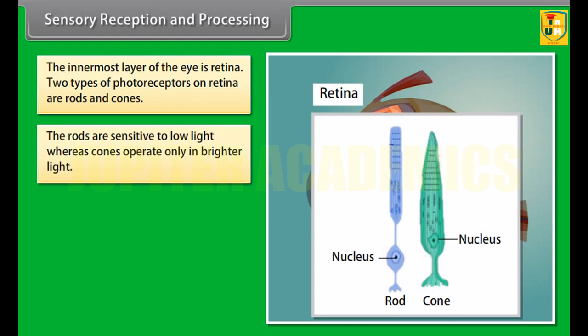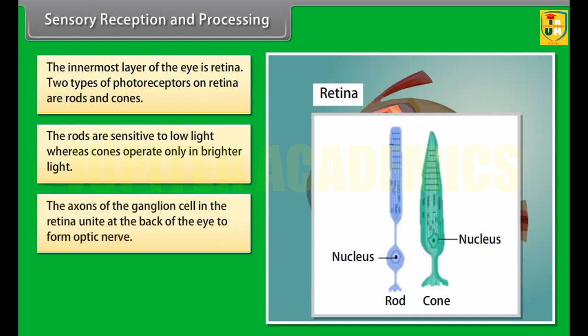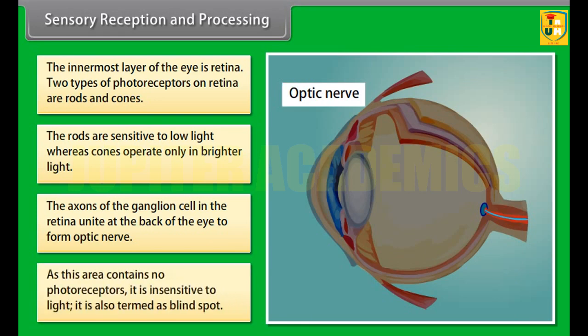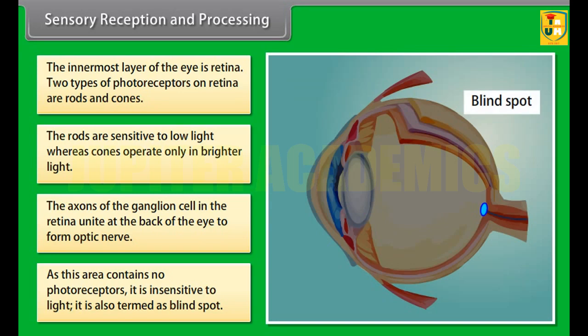The rods are sensitive to low light, whereas cones operate only in brighter light. The axons of the ganglion cells in the retina unite at the back of the eye to form the optic nerve. As this area contains no photoreceptors, it is insensitive to light. It is also termed the blind spot.